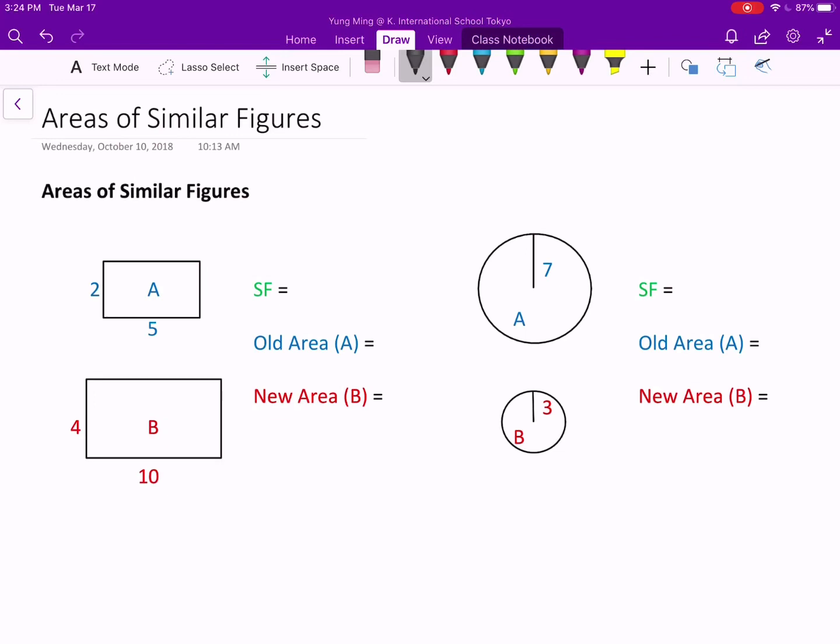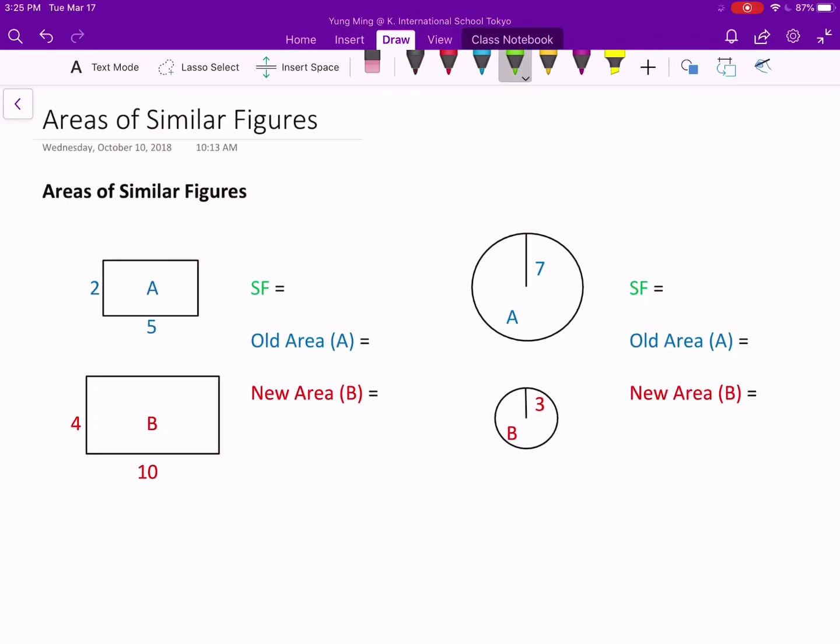Now first of all, we have two examples. The first one, we have two rectangles. What is their scale factor? Well, again, by convention, we're going from the top to the bottom, so from 2 to 4 or from 5 to 10, we're going to get 2. The area of A though is 2 times 5 equals 10, whereas the area of B is actually 4 times 10 equals 40. Okay, we'll leave that aside for now.